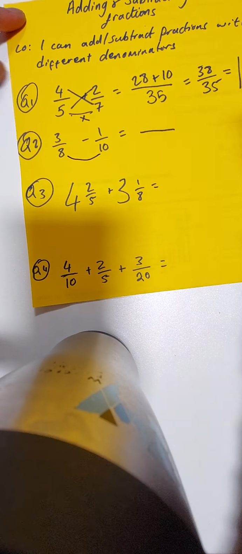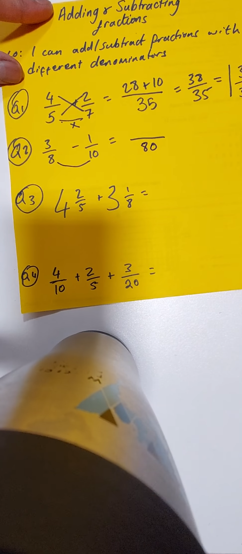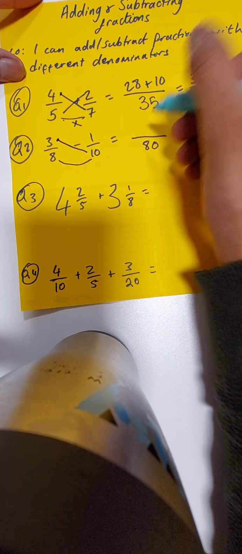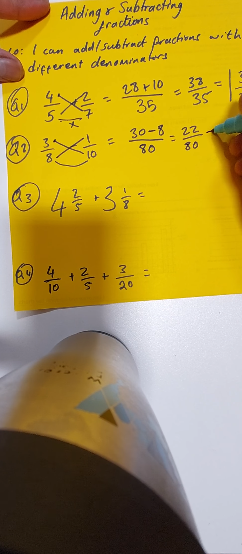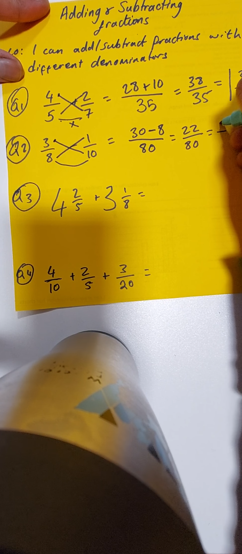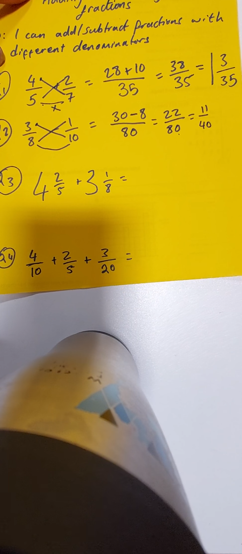So first step, multiply the denominators. 8 times 10, 80. Second step, cross multiply, but always start with this one. So 3 times 10 is 30, minus 8 times 1 is 8, so I get 22 over 80. Now I can simplify, so 2 goes into 22 and 80, so divide by 2, I get 11. 80 divided by 2, I get 40. And that's my final answer.